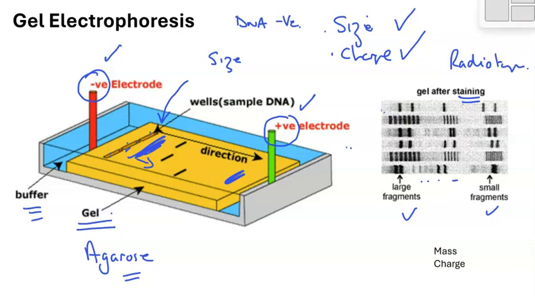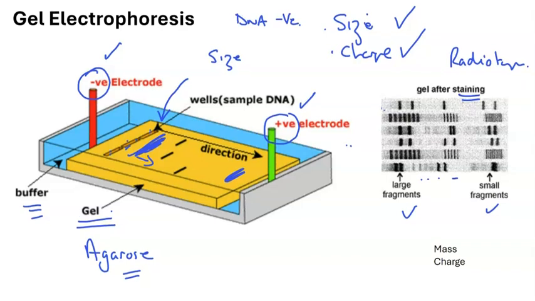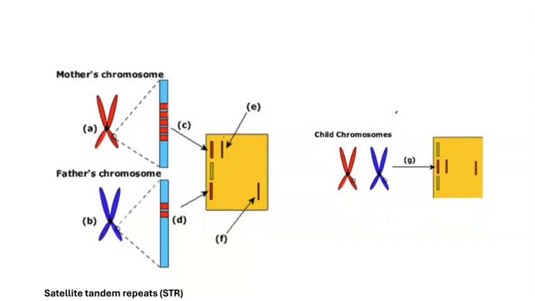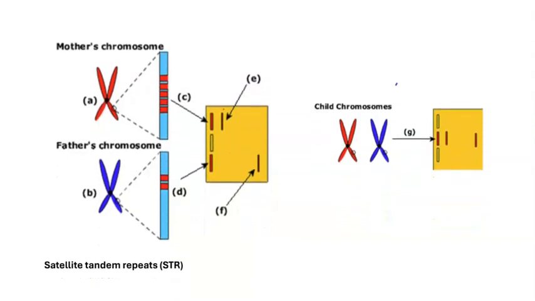Let's look at some applications of gel electrophoresis. A child has inherited a chromosome from its mother and a chromosome from its father to form what is actually called a homologous pair.